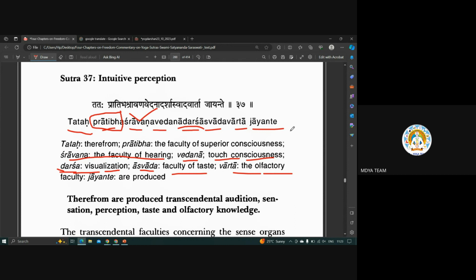Is it clear, that easy keyword which I gave to you, to understand the sequence? Yes, sir. Okay, again I'm repeating. Pratibha, the knowledge equal to the Viveka Khyati. Shravan, special hearing power. Vedan, special touch power, touch consciousness. Adarsha, special visualization. Aswad, special taste power. Varta, the olfactory or smelling power, special smell power.